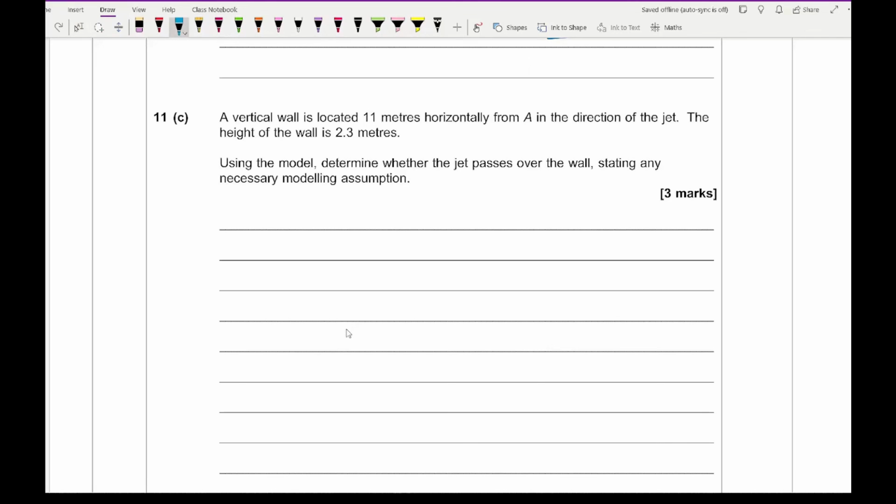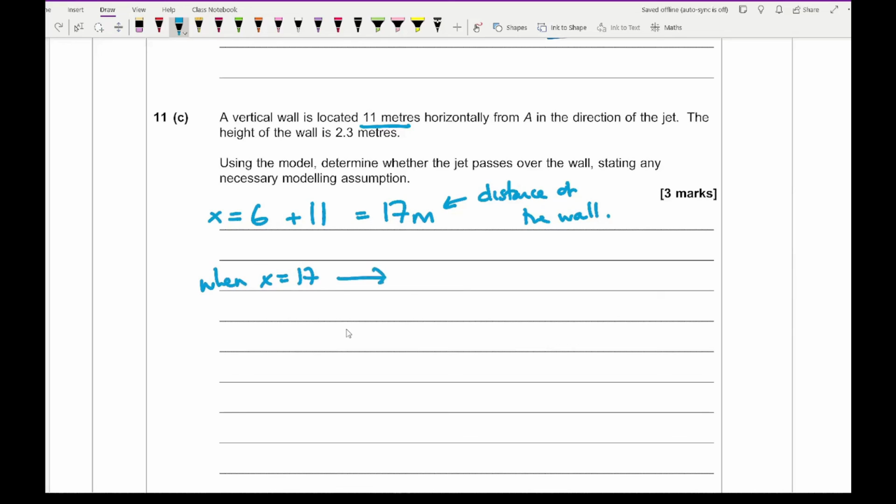So for this, we know that x equals 6 is the initial distance. We know that plus 11 is going to equal 17 meters, because the vertical wall is located 11 meters away. So this is the distance of the wall. Then from this, when x equals 17, I substitute that into the formula and we get a y value of 2.3375. So again, does that clear it?